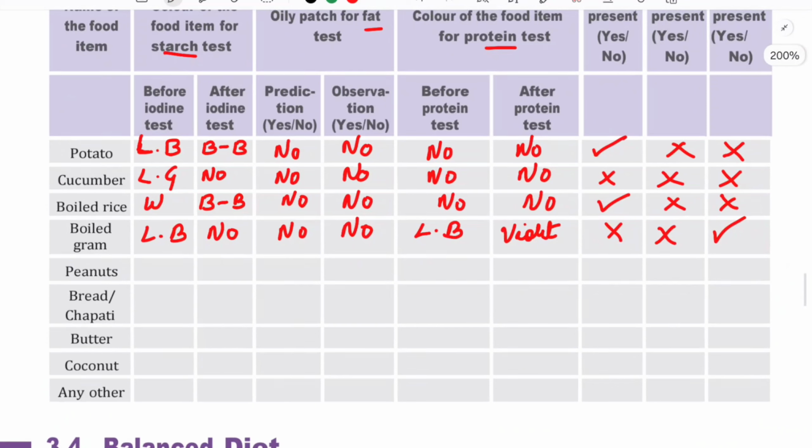Next let us see about peanut, and we have just seen the example of peanut also, isn't it? The color is light brown before the starch test, and there will be no change, as there is no presence of starch here.